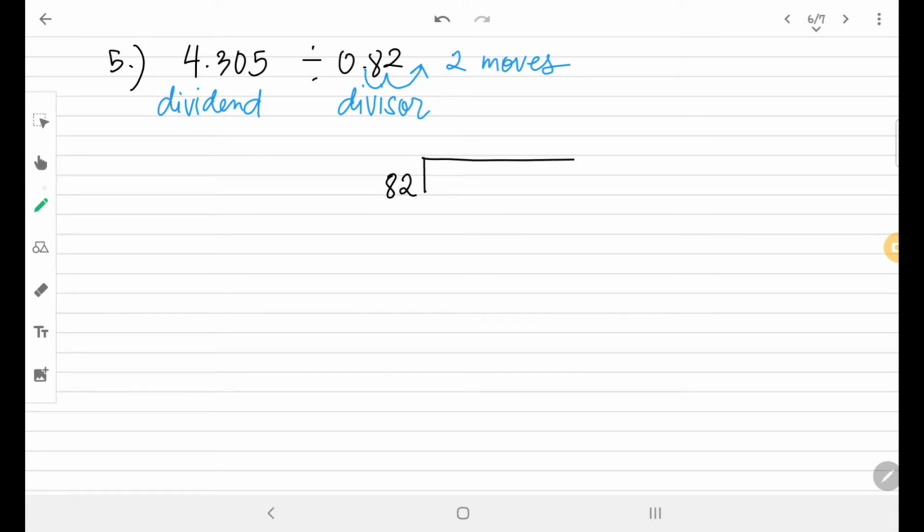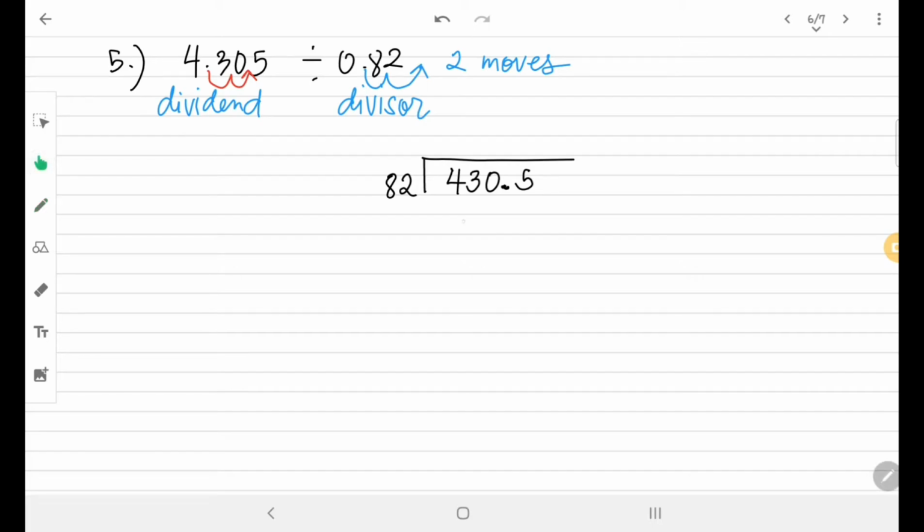Okay, and now let's count using a different color. Since there were two moves in the divisor, we move the same number in the dividend. Two moves: 1, 2. It stops here. So when we write the dividend, it is no longer 4.305, because the decimal point moved in the divisor, so it must move in the dividend too. This is our new dividend. Why new? Because the decimal point moved. So we have 430.5. That's the time we could divide.